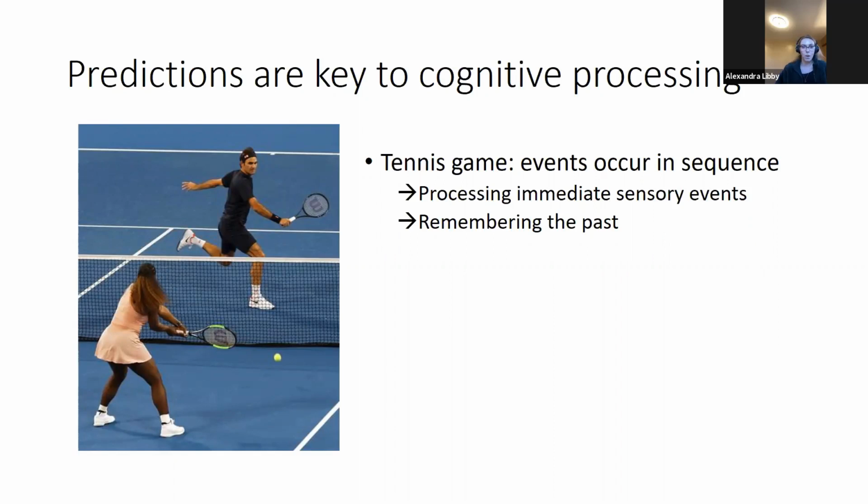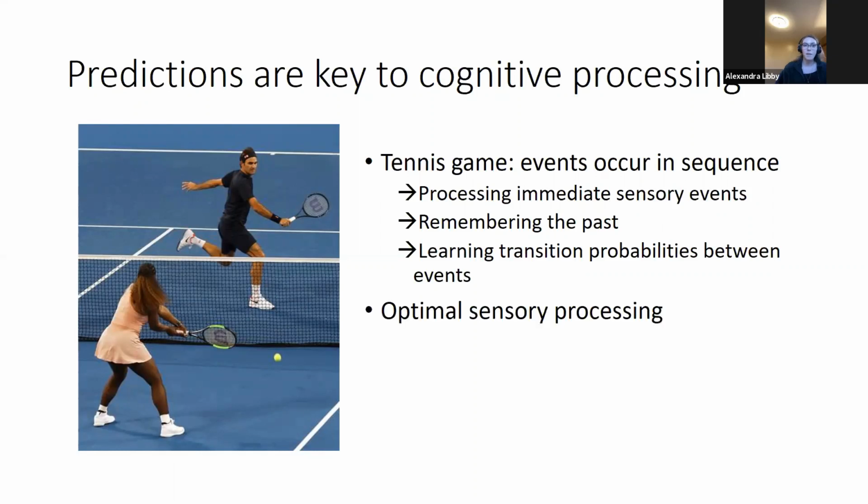Whatever you know about the player, maybe they're injured, maybe they have a specific playing style. And also the immediate past. Where was the player just on the court? Maybe what did their swing look like before they hit the ball? This allows you to learn the important transition probabilities between the events of the game. That's what leads you to learn predictions, and it really gives you optimal sensory processing.